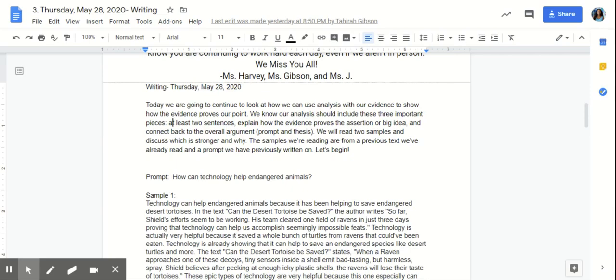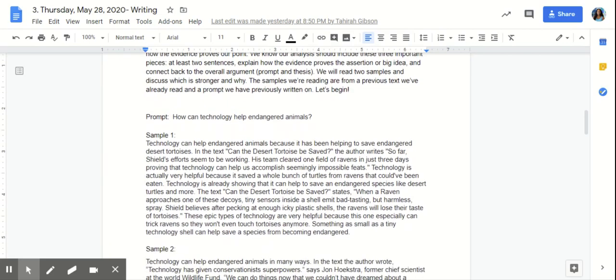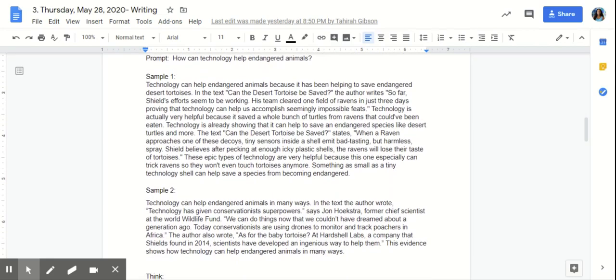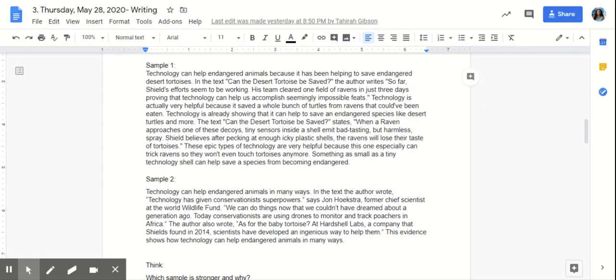The samples we're reading are from a previous text that we've already read and a prompt that we have already written on. So our sample prompt for today is, how can technology help endangered animals? So you're going to pause the video here and take a moment to read samples 1 and 2. And as you're reading, think about which sample is stronger and why. Once you've done that, come back to the video.